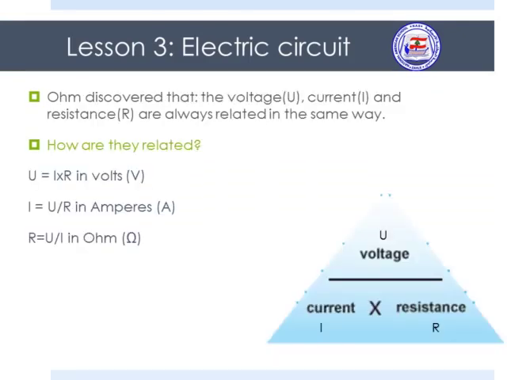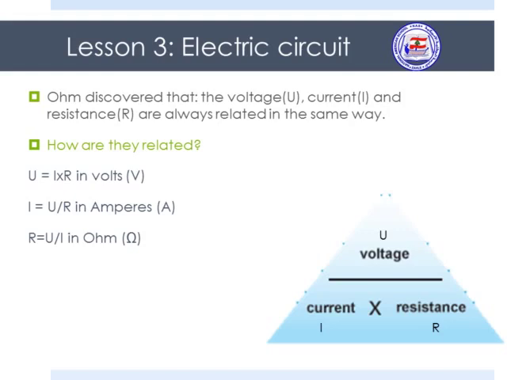Ohm is a scientist who conducted different experiments and he concluded that even when we change the voltage, the resistance of a conductor does not change, it is constant. So from this, he concluded that the current, the voltage, and the resistance are always related in the same way. The following triangle shows you the relationship that Ohm concluded.